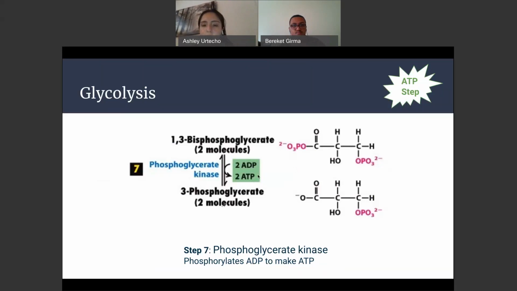We'll see where we're going to have our net gain of ATP later. But the main idea is that we are finally making 2 ATP by snatching this phosphate group on the 1 carbon of 1,3-bisphosphoglycerate, and we're adding it onto ADP. So now we're just left with 3-phosphoglycerate, right? You can see by the name change, 1,3-bisphospho, we just have 3-phospho.